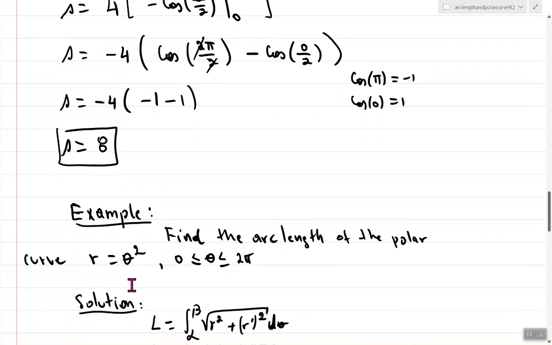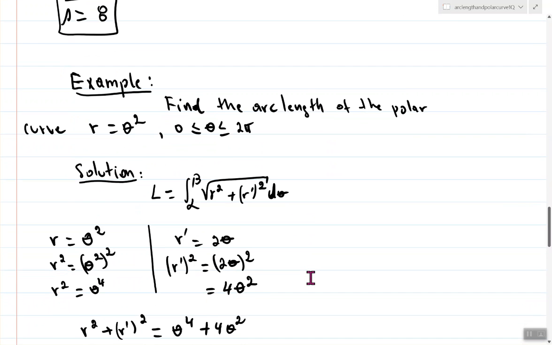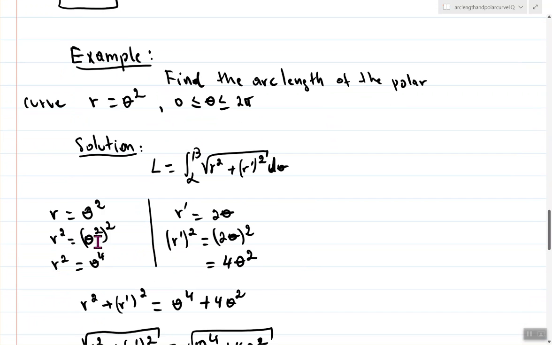We go back to the next example. Again, find the arc length of the polar curve given by r equals theta squared, and theta is between 0 and 2 pi. So again, we take r, we square it, we get r squared equals theta to the 4th. We take the derivative of r, we get 2 theta, we square that. We square the derivative, we get 2 theta squared, which is 4 theta squared.